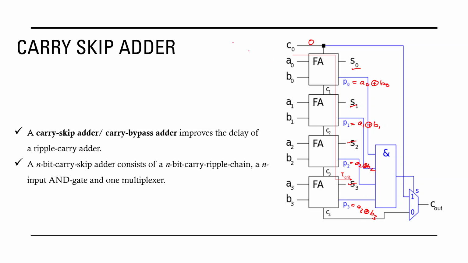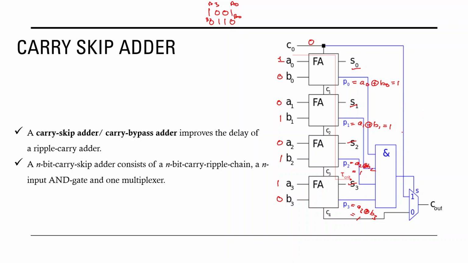Let me assume the inputs are 1 0 0 1 and 0 1 1 0. This has A naught to A3 and this has B naught to B3. The A naught input is 1, B naught input is 0. A1 input is 0 and B1 input is 1. A2 input is 0, B2 input is 1. A3 input is 1 and B3 input is 0. Now we compute the propagate terms. A0 XOR B0 is 1. A1 XOR B1, 0 XOR 1, is 1. A2 XOR B2, 0 XOR 1, is 1. And A3 XOR B3, 1 XOR 0, is 1.